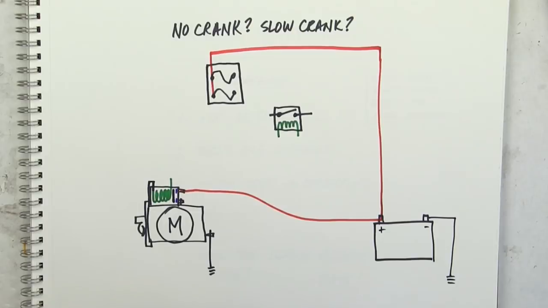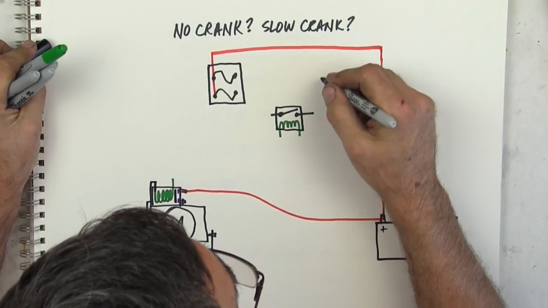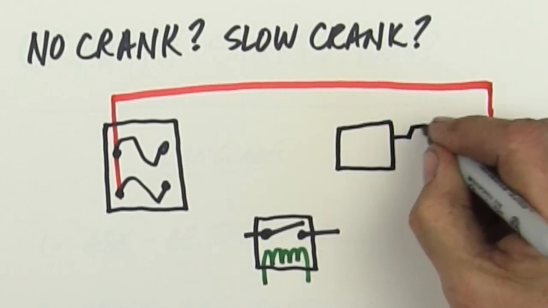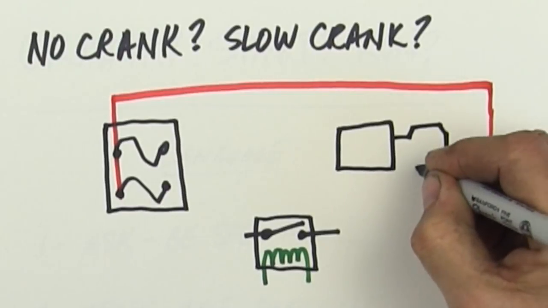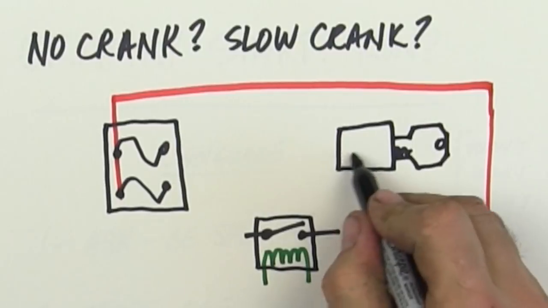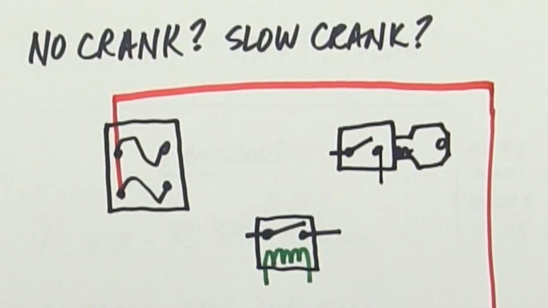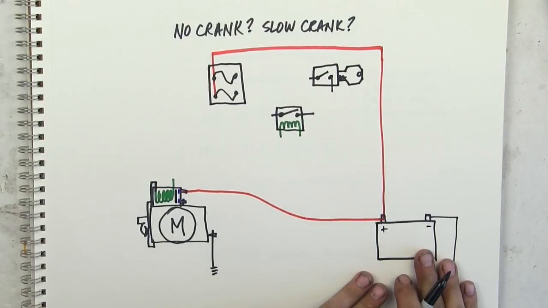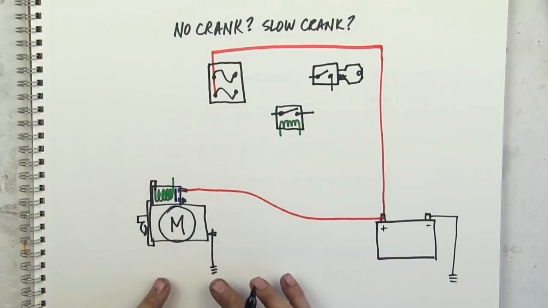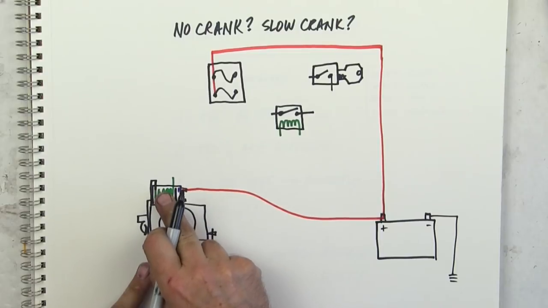Okay, so what happens? Well, we have to have the key switch. So, there's a key switch here. And there's a switch inside the key. So let me see what we've got here. We got the battery, the cranking motor, the switch that turns the cranking motor on, power and ground. Okay, we've got power. Now here's a coil we need to switch.